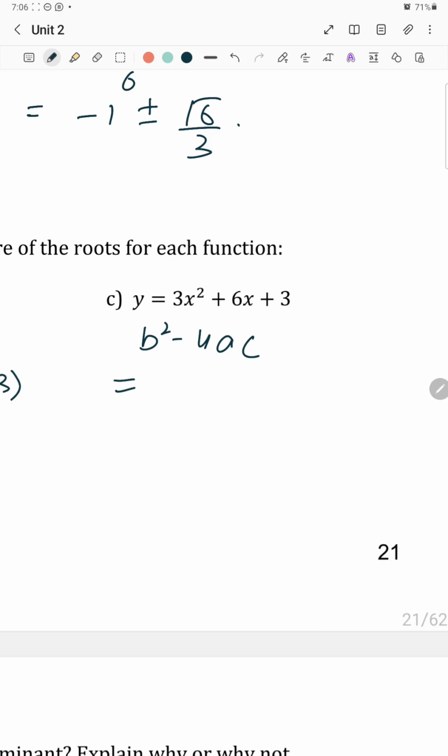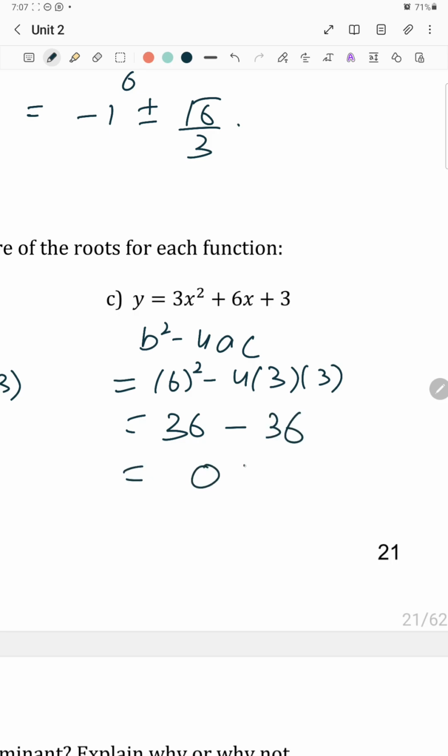Positive means we have 2 real roots, negative means we have no real roots. If we get 0, it's not negative, it means 2 real roots. If we get a positive number, it means 2 real roots. If we get a negative number, it means no real roots.